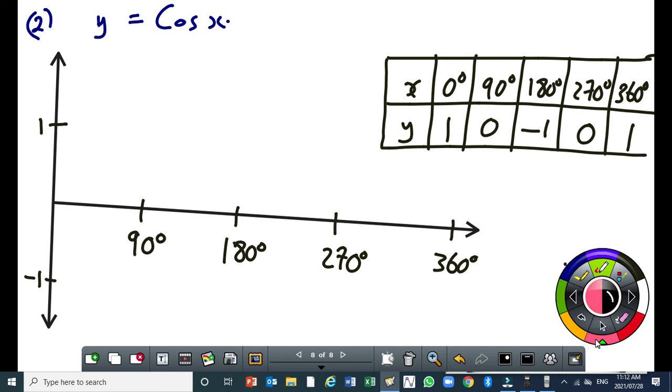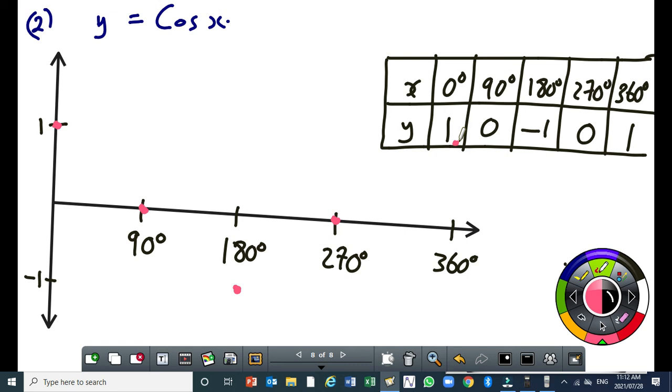So when x is 0, y is 1. When x is 90, y is 0. When x is 180, y is minus 1. When x is 270, y is 0. X is 360. My graph is going to interfere a little bit with my table.